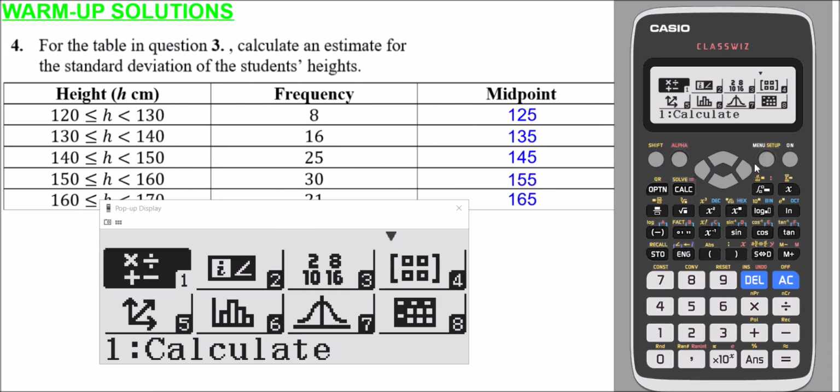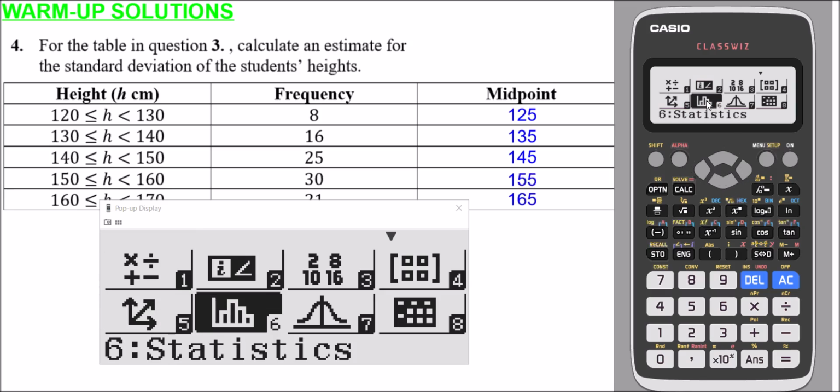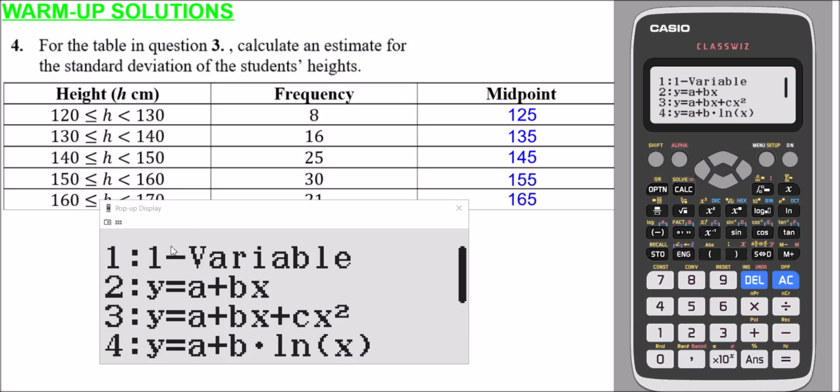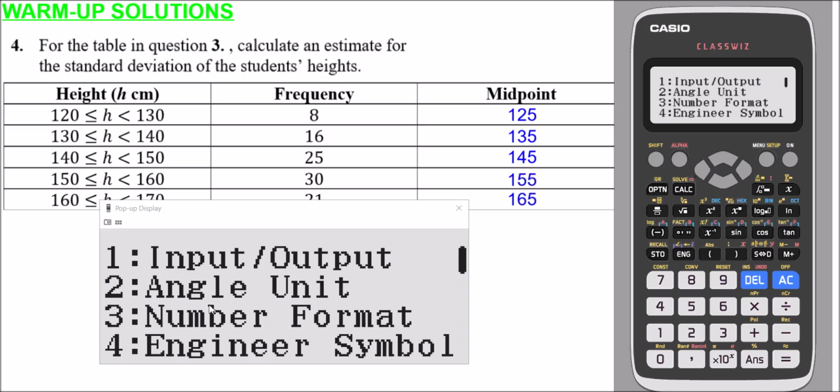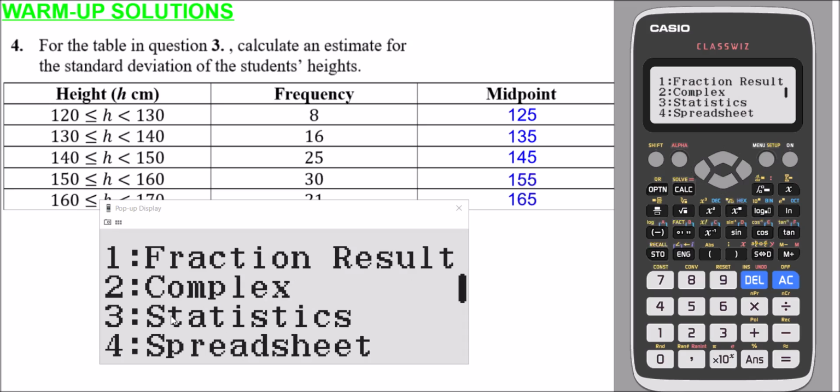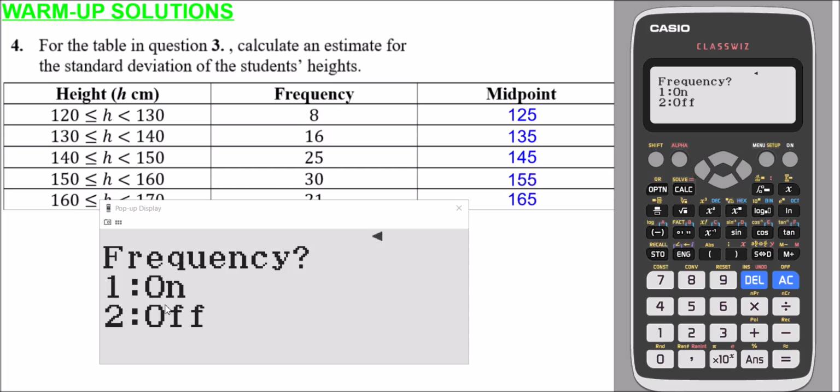We're going to press menu. We're going to scroll down to option 6, statistics. We press equals. We want a one variable calculation, so press 1 for one variable, and we get this. You need to make sure you've got a frequency column. If you've not, I'm going to show you how to get this column. You press Shift, Menu, should get this menu here, scroll down until you can see this statistics option, and press option 3. You then want to turn this frequency column on, so you press 1 to turn it on.